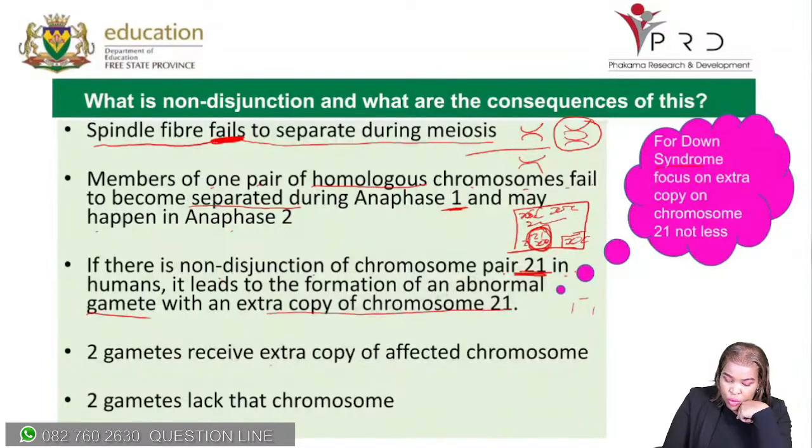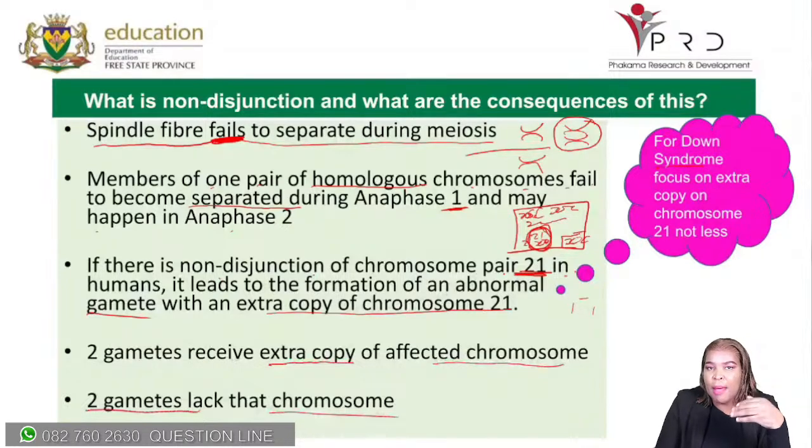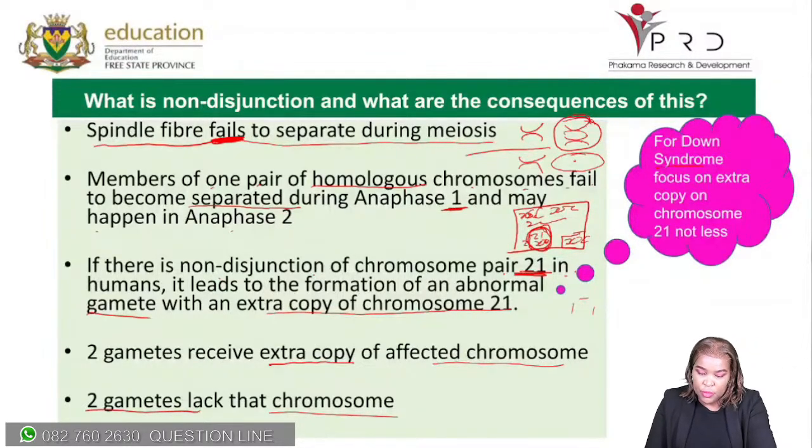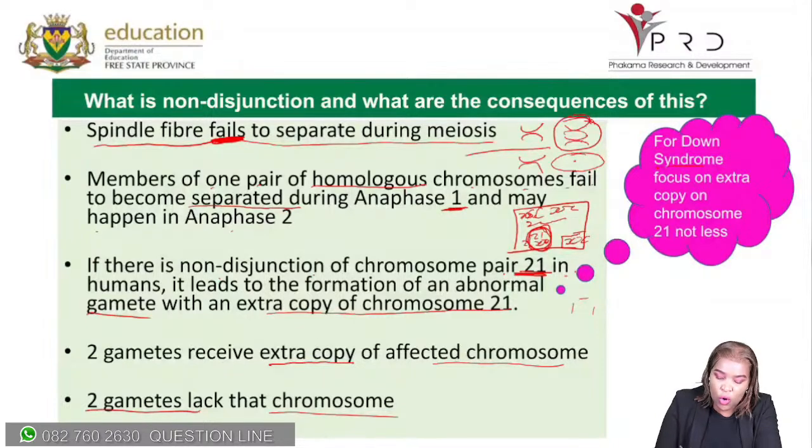Now, 2 gametes are going to receive an extra copy of the affected chromosome, and then 2 gametes are going to lack that chromosome. So imagine a gamete that was supposed to be here. It will have nothing because all of them moved into one. So it can happen during anaphase 1 or anaphase 2, right? So we don't need an extra copy at any position of the chromosomes, because the chromosomes go in homologous pairs, both for mother and father, for a complete organism.